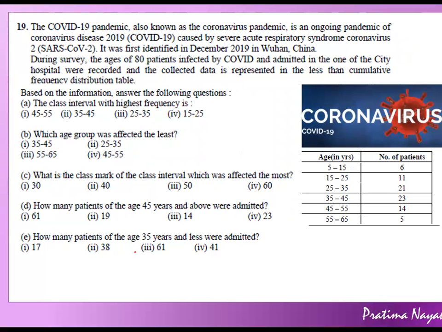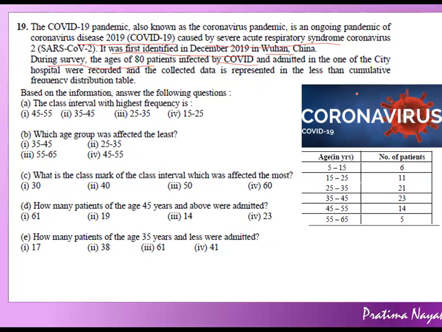Question number 19. The COVID-19 pandemic, also known as coronavirus pandemic, is an ongoing pandemic of coronavirus disease 2019, caused by severe acute respiratory syndrome coronavirus 2. It was first determined in December 2019 in Wuhan, China. During a survey, the ages of 80 patients infected by COVID and admitted in one of the city hospitals were recorded. Collected data is represented in the less than cumulative frequency distribution table.